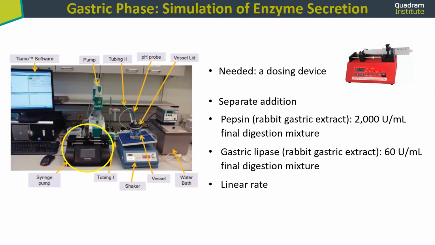The addition of the enzyme is performed by a dosing device such as a syringe pump. It is added separately from the previous solution with acid in order to limit their autodegradation. We recommend the use of rabbit gastric extract containing both pepsin and gastric lipase at the same final activities as in the static INFOGEST protocol. For simplicity, we use a linear rate of delivery.